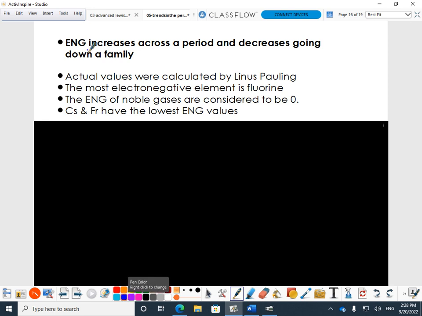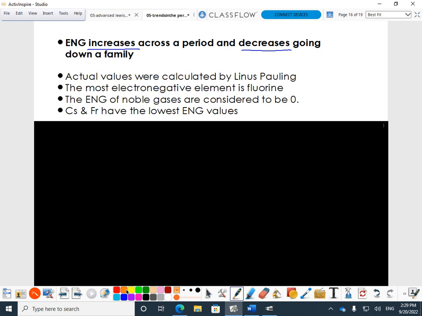Electronegativity increases across a period and decreases down a family because atoms get smaller going across but bigger going down. The values were actually calculated by a man named Linus Pauling, so sometimes they're called Pauling's electronegativity values. That doesn't really matter. The most electronegative element is fluorine. It's also the smallest and the most reactive nonmetal.